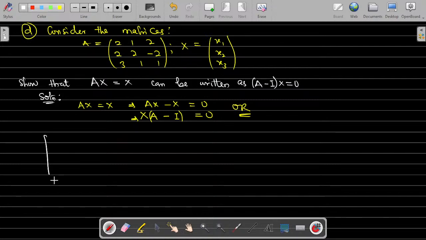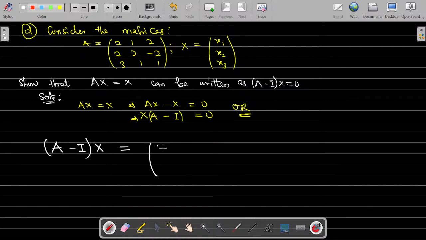We want to show what now, that A minus I multiplied by x is equal to 0. That is equal to the 0 matrix. Okay, so by expressing them. So let's see. That means they just want us to express. Okay, so let's see.